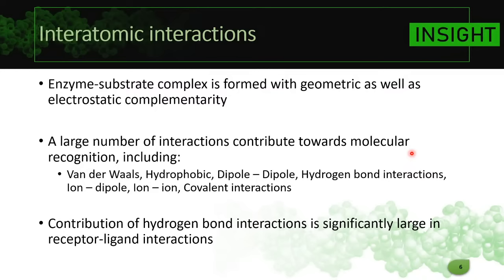There are a large number of interactions which contribute towards any molecular recognition process. There is not just one, nor are the ones listed exclusive; multiple different variables come into the picture. But some of the most commonly studied ones, with significant impact on molecular recognition, include van der Waals interactions, hydrophobic interactions, dipole-dipole interactions, hydrogen bond interactions, ion-dipole, ion-ion, and covalent interactions. All of these different types of interactions make the molecular recognition process much simpler to happen.